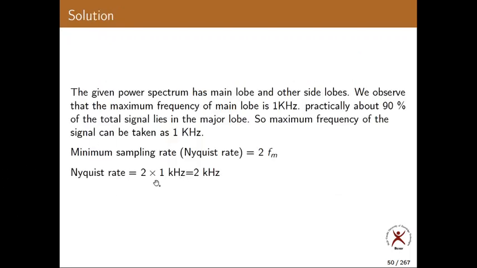Okay. Now what is the answer? Minimum sampling rate is nothing but Nyquist rate, that equal to 2 FM. So Nyquist rate equal to 2 into 1 kilohertz, that equal to 2 kilohertz. Okay.